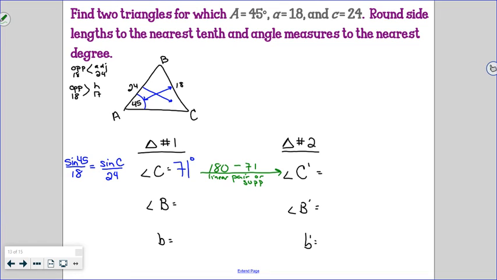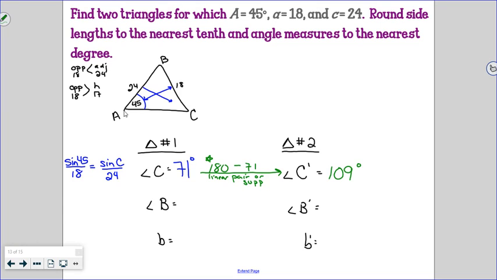It doesn't matter why. You need to remember that to get into the second triangle, the first one you find, you take its linear pair. So 180 minus 71, we get an angle of 109. This right here is your key. To start the second triangle, 180 minus the first angle you get.